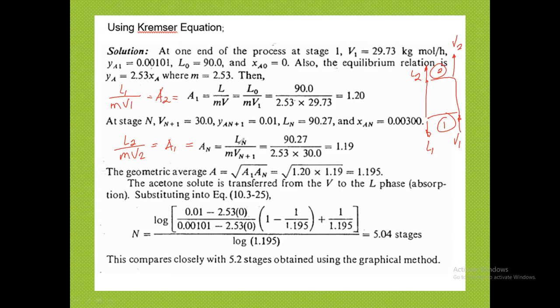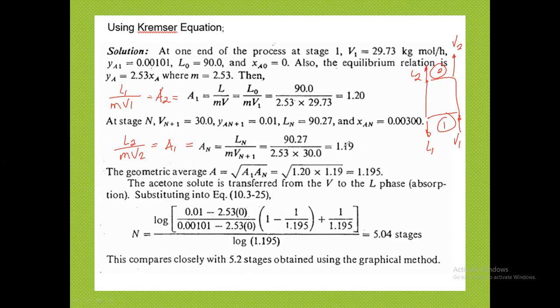So after you have substituted the values, you just substitute 90, the slope is 2.53, your V1 is 29.73 as computed in the previous slide. You'll be getting this for the A1, 1.20. For your A sub N, you need the L sub N, that's 90.27. The M is still 2.53, and your V sub N plus 1 is the amount of the feed gas that entered the column, which is 30.